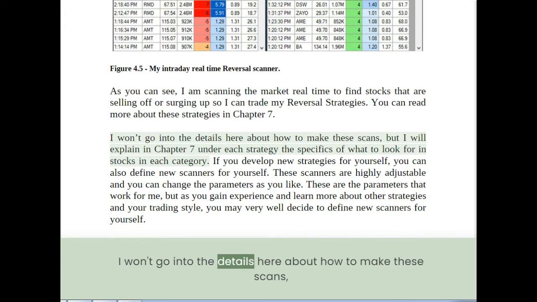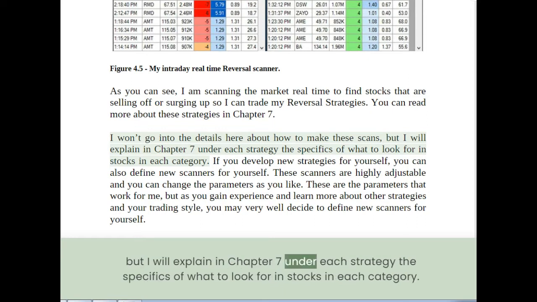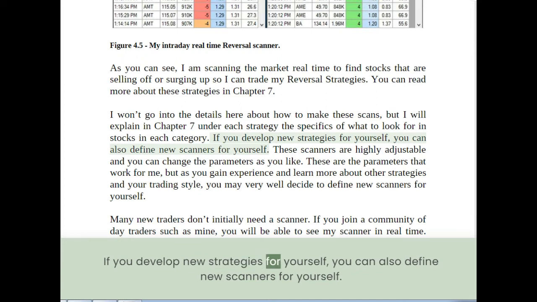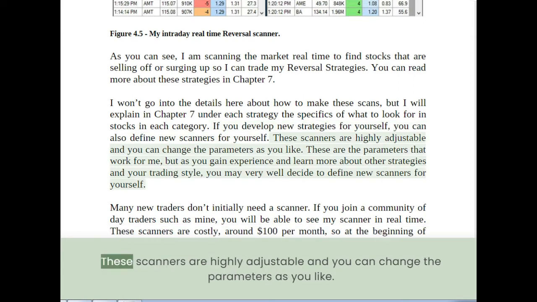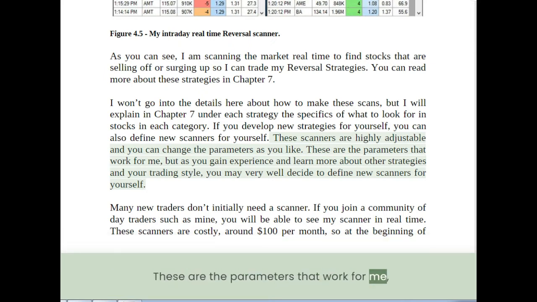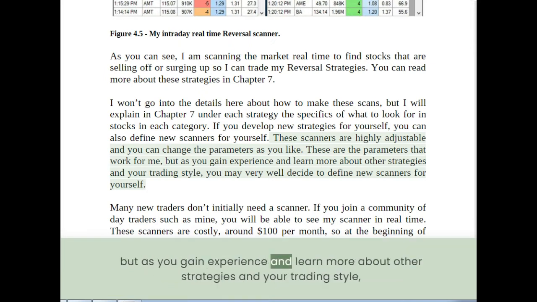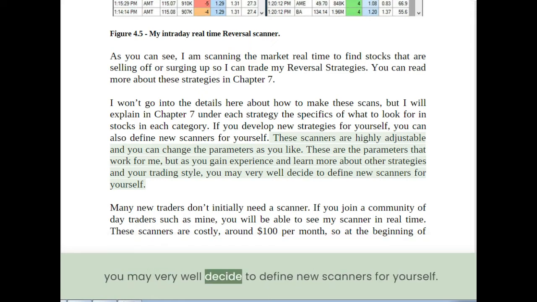I won't go into the details here about how to make these scans, but I will explain in Chapter 7 under each strategy the specifics of what to look for in stocks in each category. If you develop new strategies for yourself, you can also define new scanners for yourself. These scanners are highly adjustable, and you can change the parameters as you like. These are the parameters that work for me, but as you gain experience and learn more about other strategies and your trading style, you may very well decide to define new scanners for yourself.